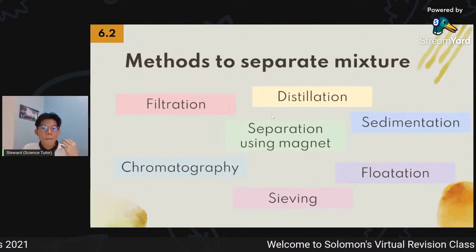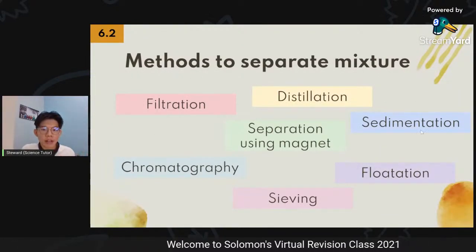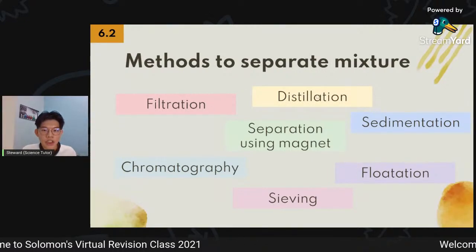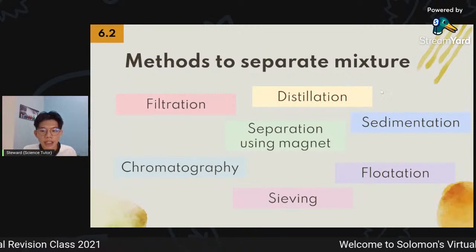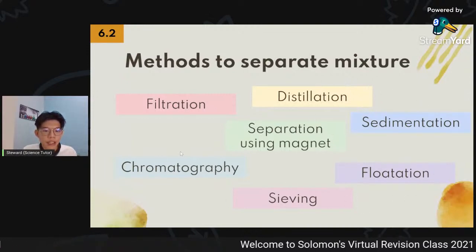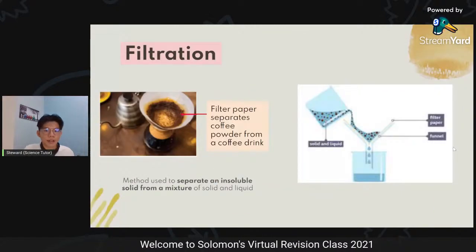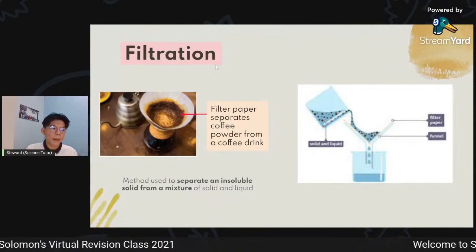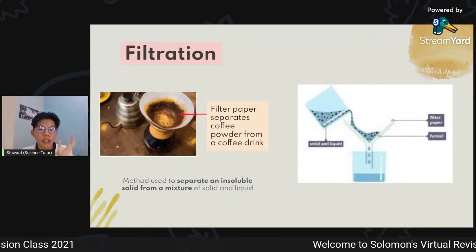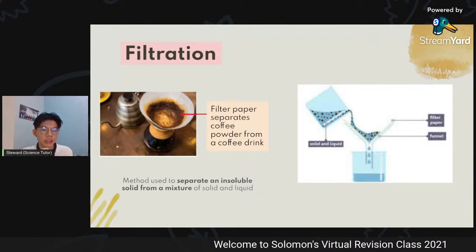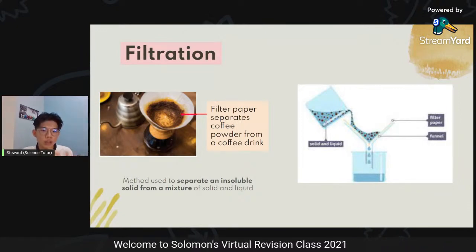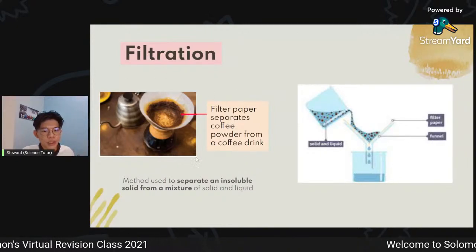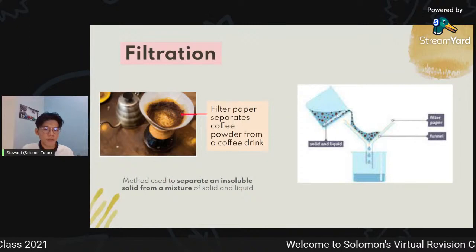We also touched a little bit on methods to separate mixtures last week, which are filtration, distillation, separation using a magnet, sedimentation, flotation, sieving, and chromatography. Filtration is separating a mixture of a liquid and an insoluble solid. The real life example is the separation between coffee powder and a coffee drink.